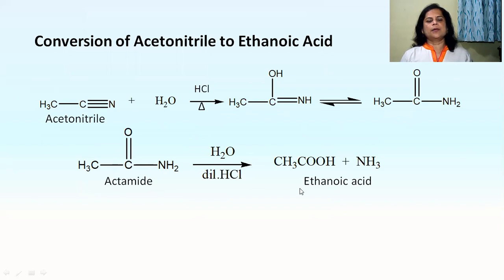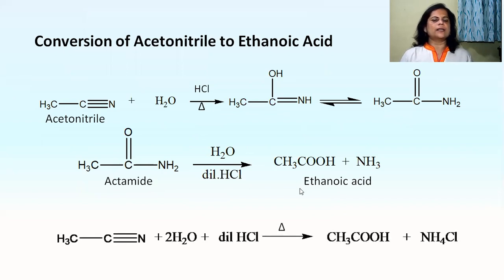Now see, the number of carbon atoms remains the same. Whatever number of carbons you have in the reactant, the same number is in the product. Acetonitrile contains 2 carbons, one from the cyanide group and one from the alkyl group. We get ethanoic acid, which contains 2 carbons. What is the change here? Only the C triple bond N structure is converted into the C double bond OH structure.